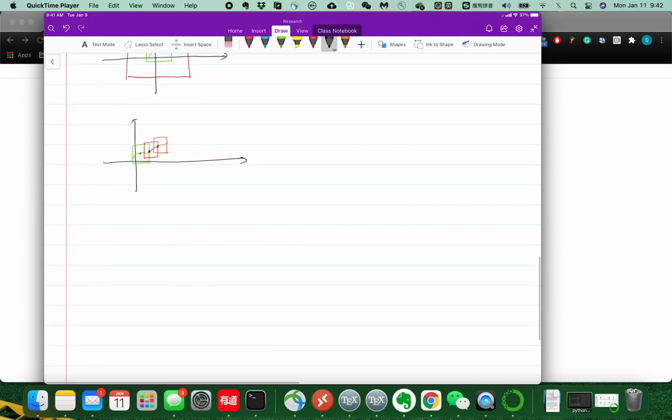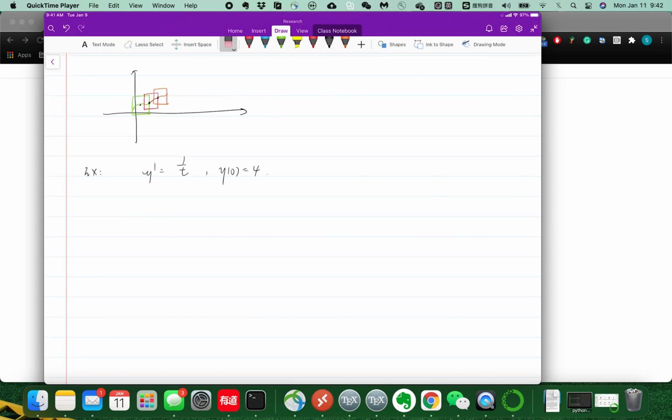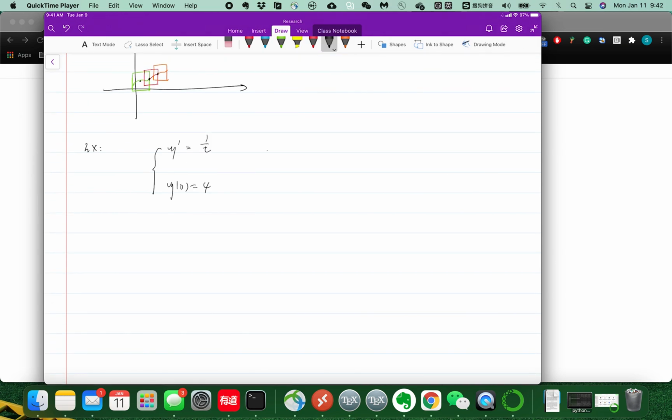All right, with that in mind, we can see a very quick example. y prime equals 1 over t, y(0) equals 4. This is the initial value problem. Let's put it in standard position. Do you have a solution? Well, if you think about it, my f(t, y) is 1 over t, which is clearly not continuous at t equals 0.